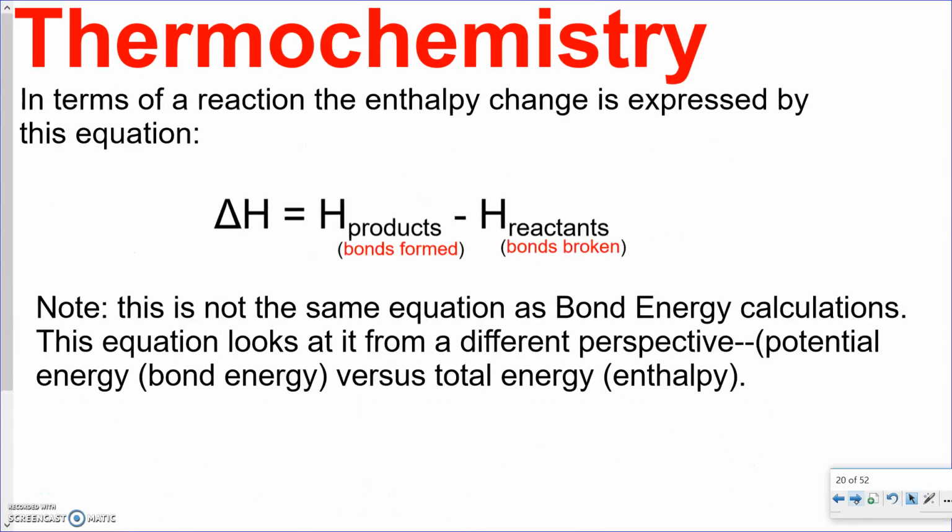Okay, that leads into calculating delta H a different way. Now this calculation is actually called Hess's law, which we're going to look at how we calculate with Hess's law in just a minute. And yes, it is an S-apostrophe-S.